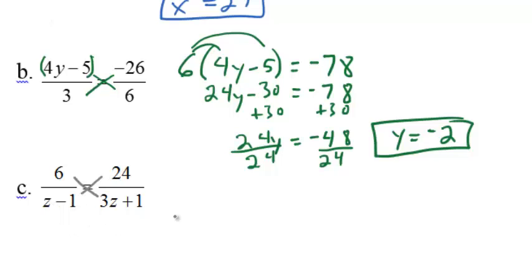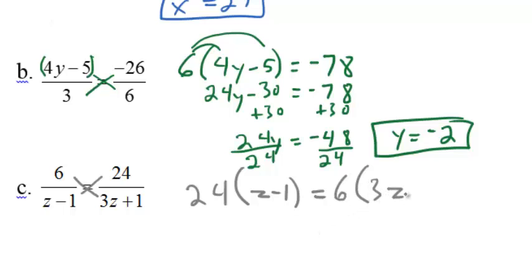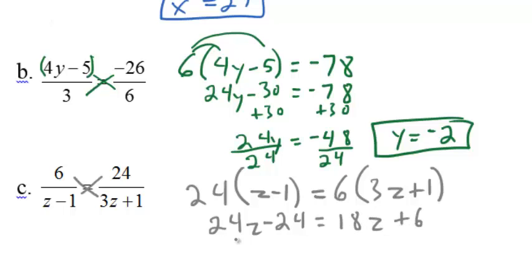So I'm going to rewrite this first. I'm going to say 24 times z minus 1 is going to be equal to 6 times 3z plus 1. When I write that first, I'm not trying to skip steps, just doing it all together. All right, 24 times z is 24z. 24 times negative 1 is minus 24. 6 times 3z is 18z. And then 6 times 1 is 6.